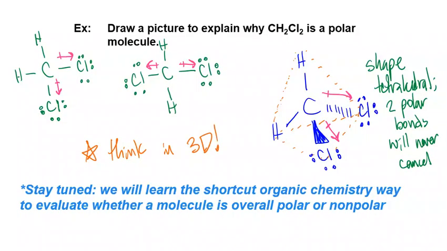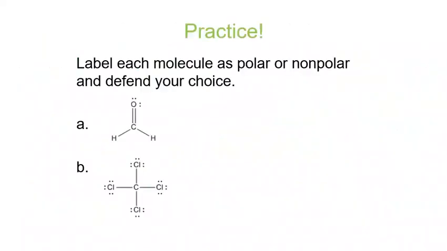So please stay tuned, because in the next chapter we will learn the shortcut organic chemistry way to evaluate whether a molecule is overall polar or nonpolar. But I don't want you to think that because it's a shortcut, you can forget about this way, because sometimes this way is the only way that's going to work, especially when we are dealing with small molecules. So let's get some practice with this.